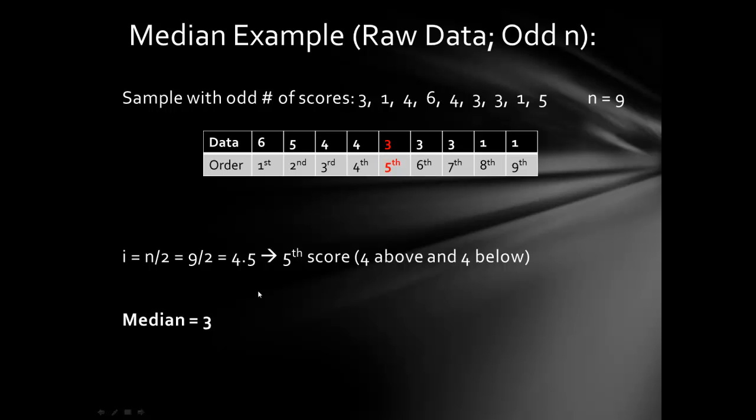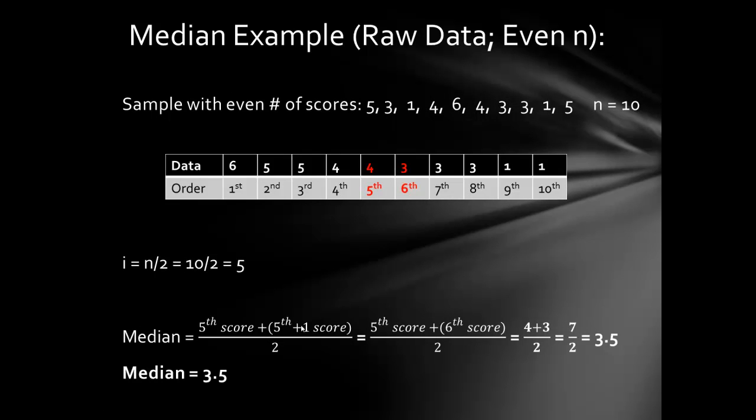Now it's important that you don't just stop there and say, oh, 5 is my median. That is not your median. That's your median index. That tells you the position of the median within the set of data that's placed in numeric order. So be very careful with that. So the median is 3, not 5.